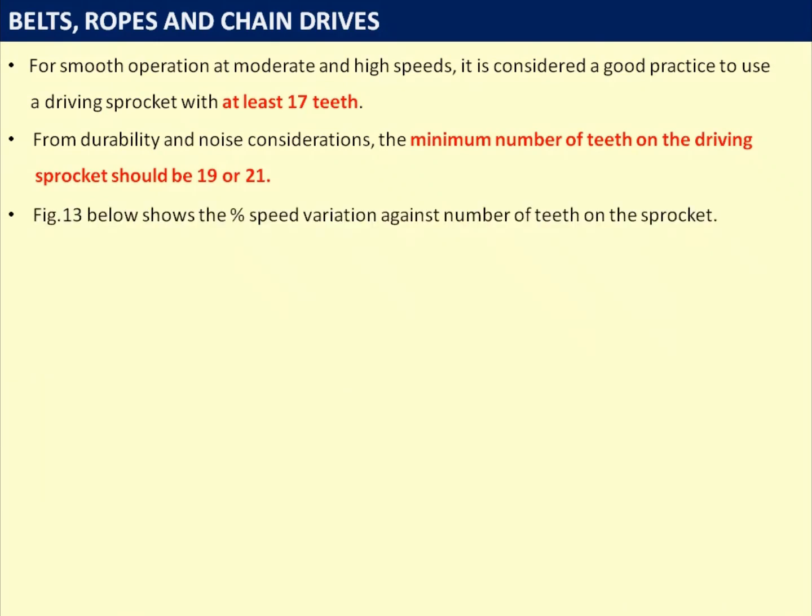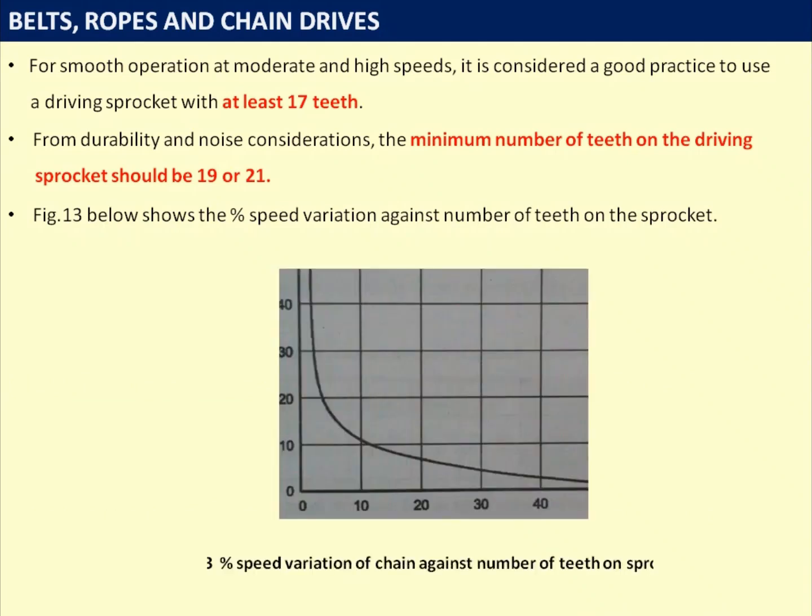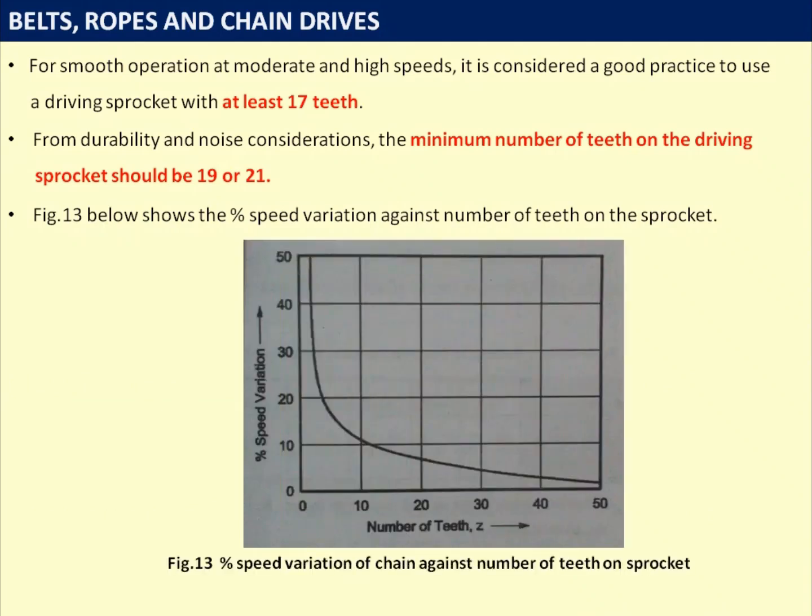Figure 13 below shows the percentage variation against number of teeth on the sprocket. We can see here the percentage speed variation decreases as number of teeth on the sprocket increases.